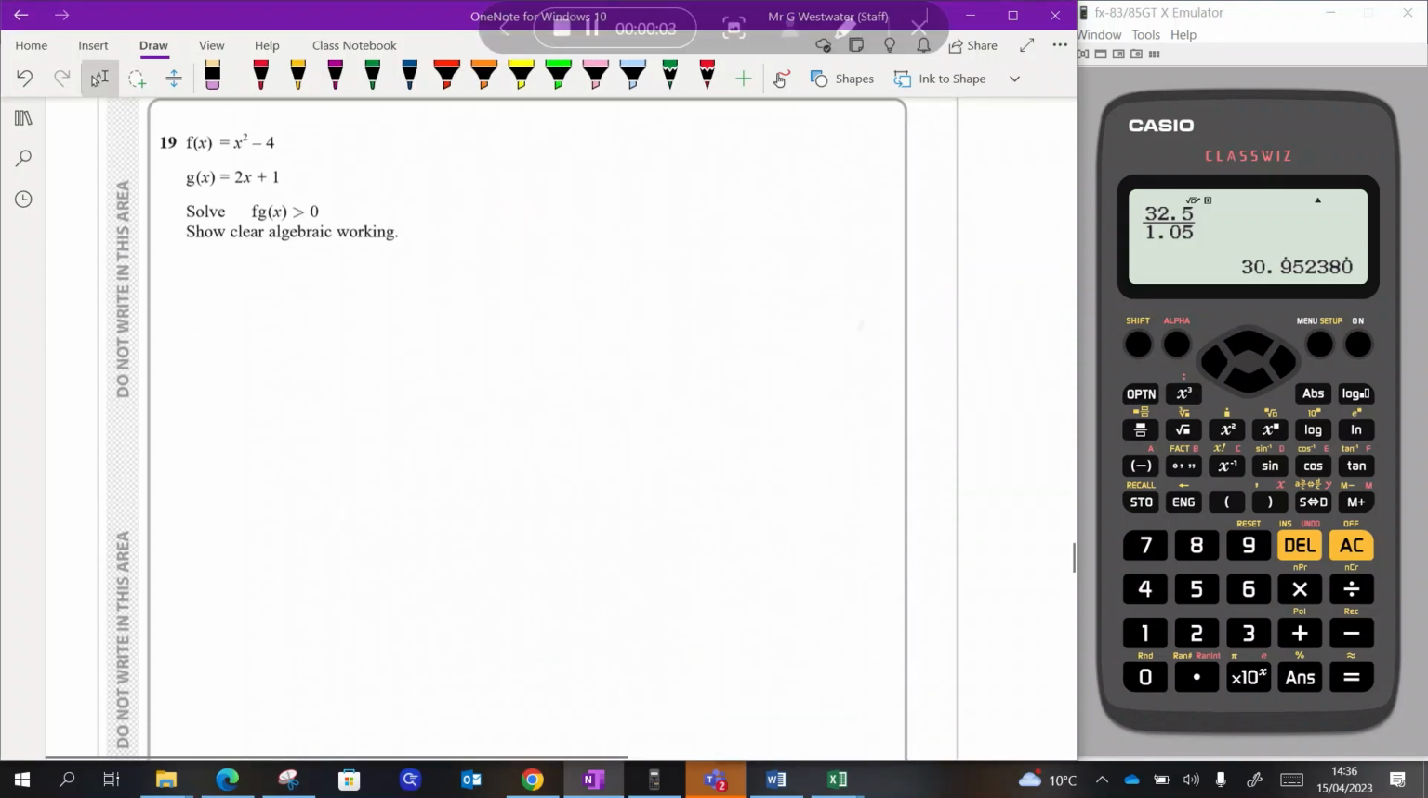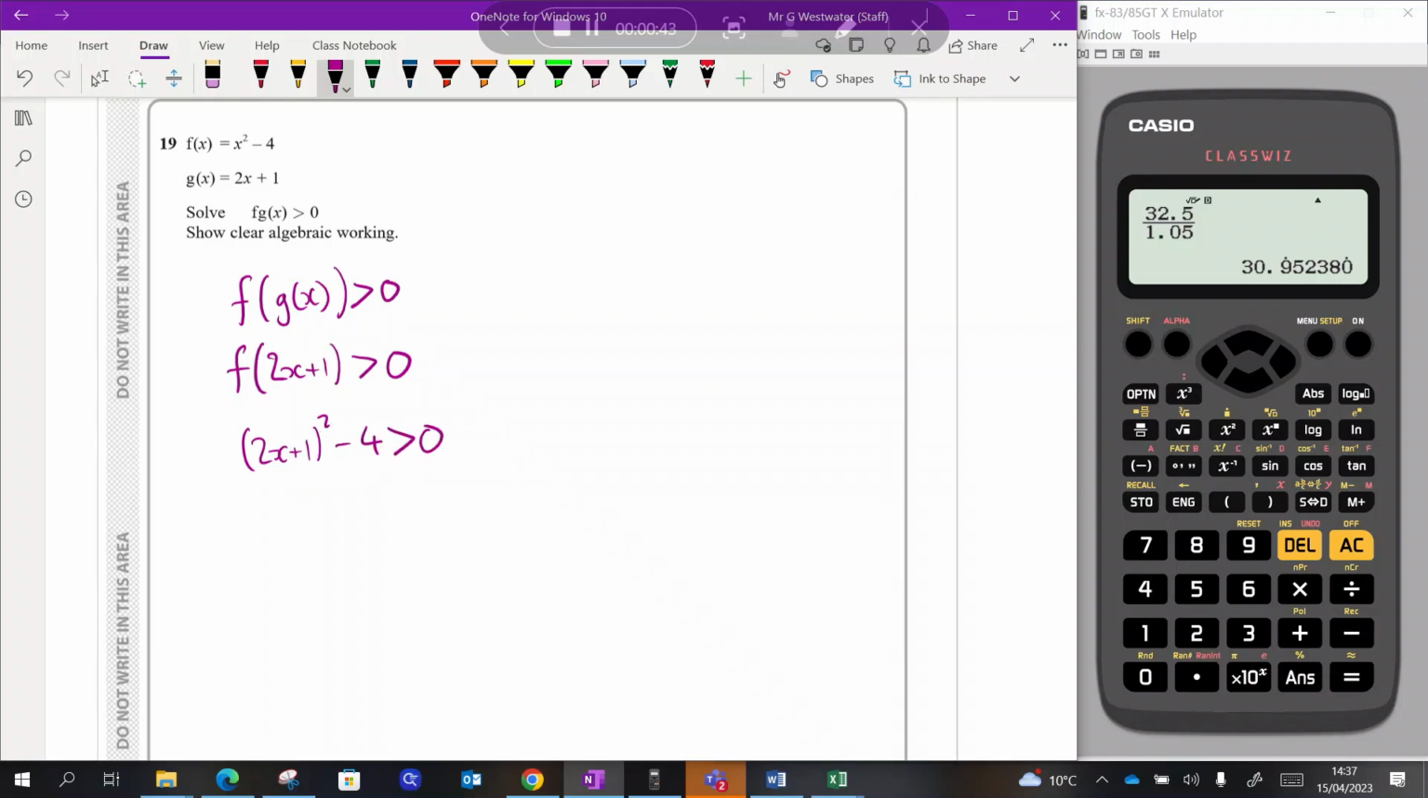Okay, on to question 19. So f of x is x squared minus 4 and g of x is 2x plus 1. Solve f of g of x is greater than 0. So this is basically f of g of x is greater than 0. Okay, so what is g of x? So this is f of 2x plus 1 being greater than 0. And this means instead of f of x being x squared minus 4, instead of x, it's 2x plus 1. So this is 2x plus 1 squared minus 4 is greater than 0.